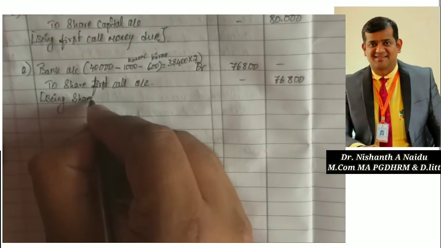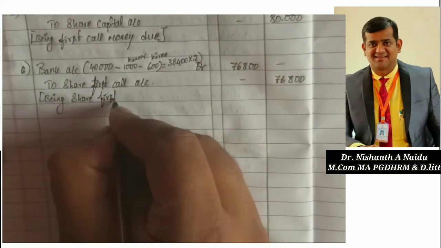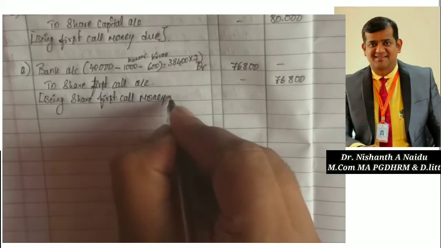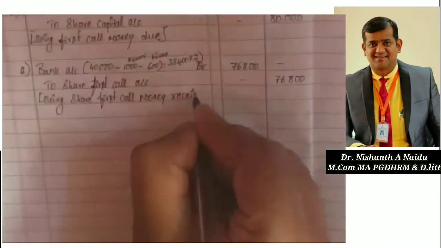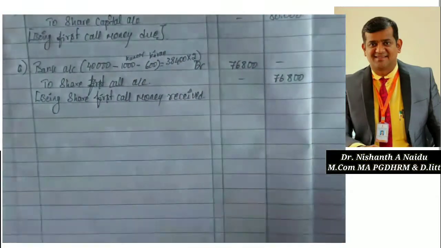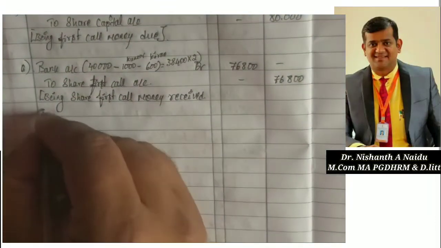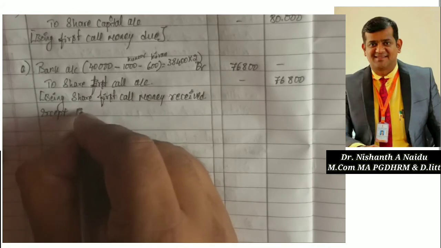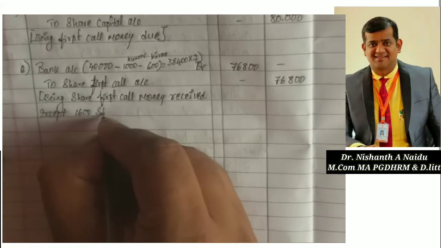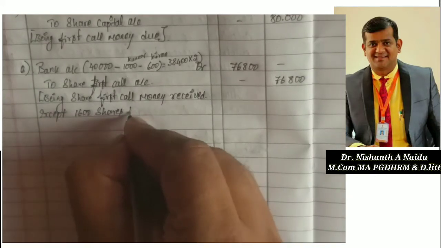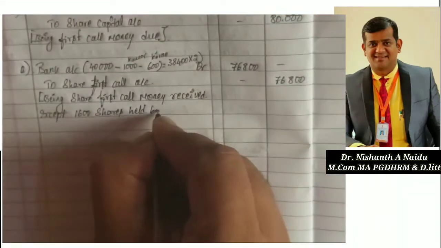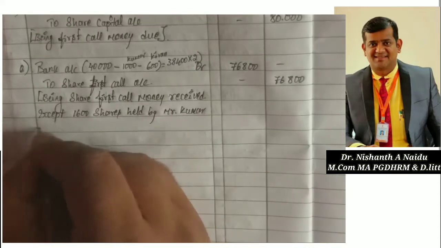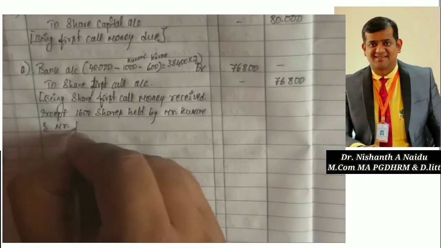So now write the narration: being share first call money received except 1,600 shares held by Mr. Kumar and Mr. Kiran.